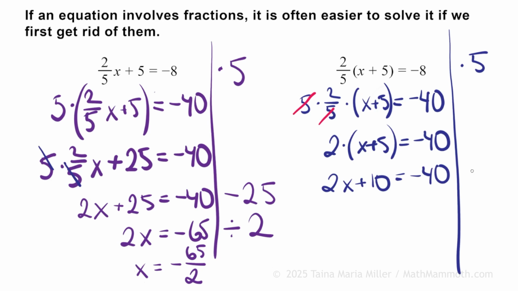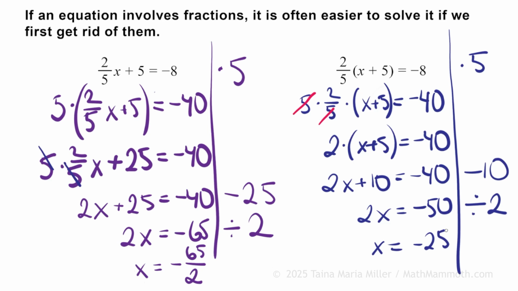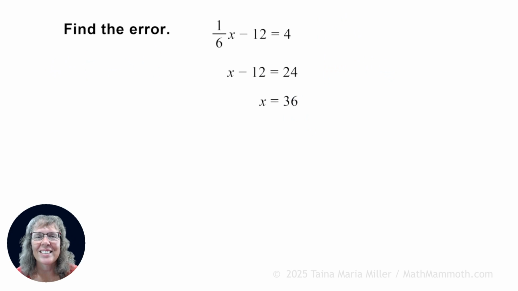Now get rid of the 10, subtract 10 from both sides, 2x equals negative 50, and then lastly divide by 2 to get x equals negative 25. Next, there is a task for you. Find the error. Pause the video and try it on your own.